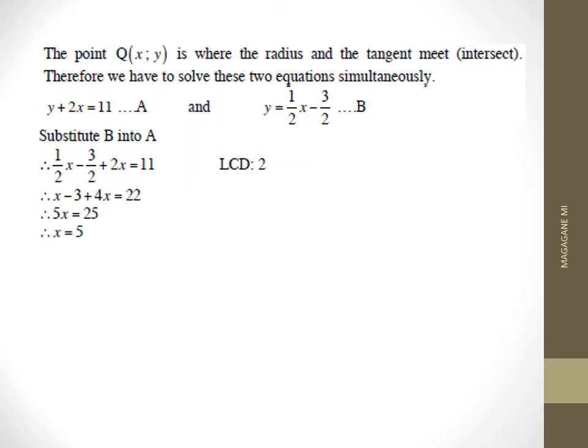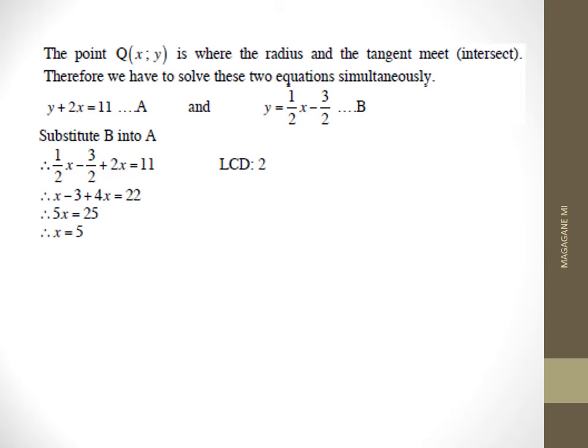So we'll substitute our equation B into equation A. So y plus 2x equals 11, our y will be 1 over 2x minus 3 over 2 plus 2x equals 11. Then we find our lowest common denominator. Since we have fractions, our lowest common denominator is 2. We multiply out by 2. When we multiply out by 2, 1 over 2 times 2 is x, 3 over 2 times 2 is 3, and then 2x times 2 is 4x. 11 times 2 is 22.